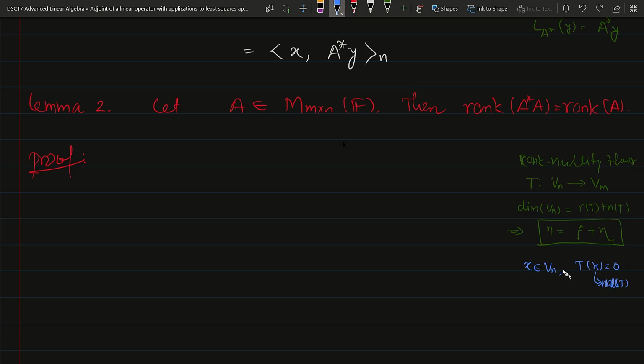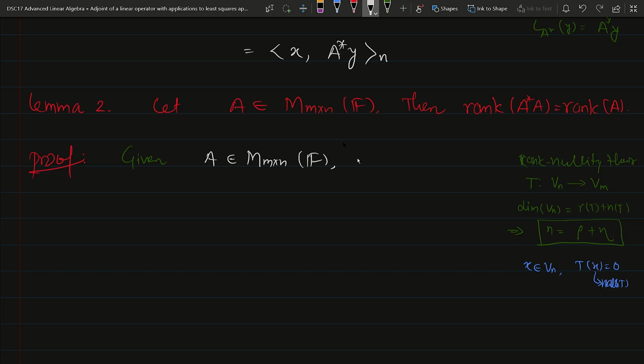Okay, so this calculation is simpler than identifying the rank. So I am going this way to prove this particular lemma. Okay? So let me also clarify that when we discuss this rank of A star A and rank of A, what about their domain vector space? So if A is an M cross n matrix, then you can see, given that A is in M cross n over F.